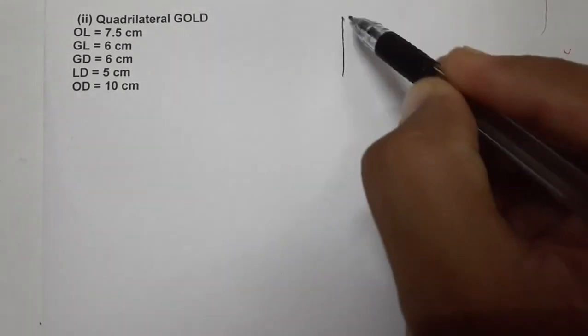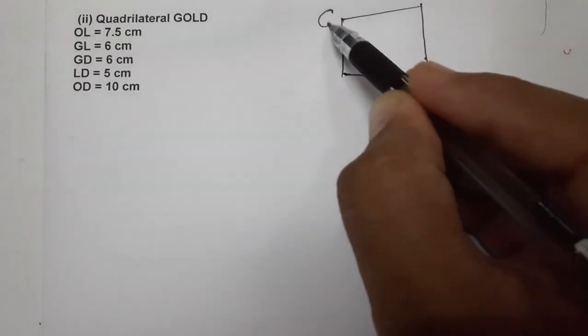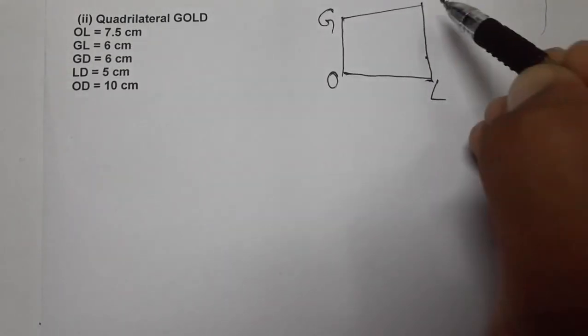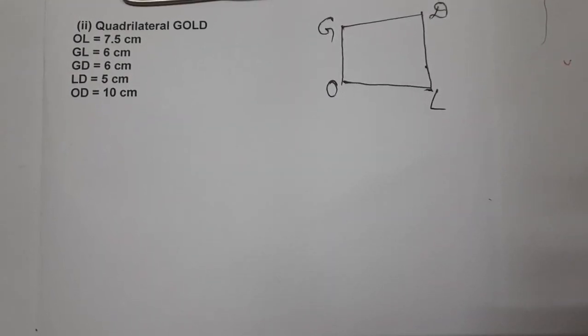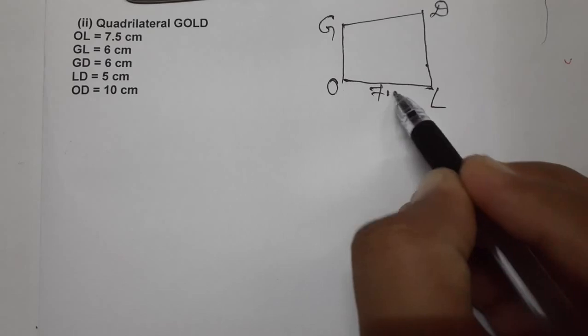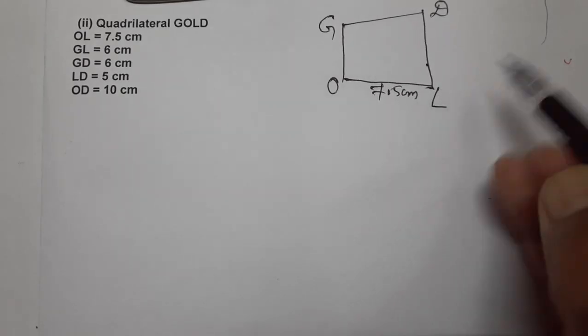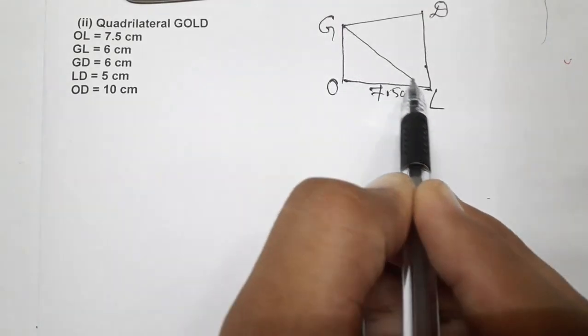Next one is quadrilateral GOLD. So again, let's make a rough diagram. GOLD. Now label everything. What measurements are given to us? OL 7.5, right? GL 6, the diagonal GL is given to us, 6 centimeter.